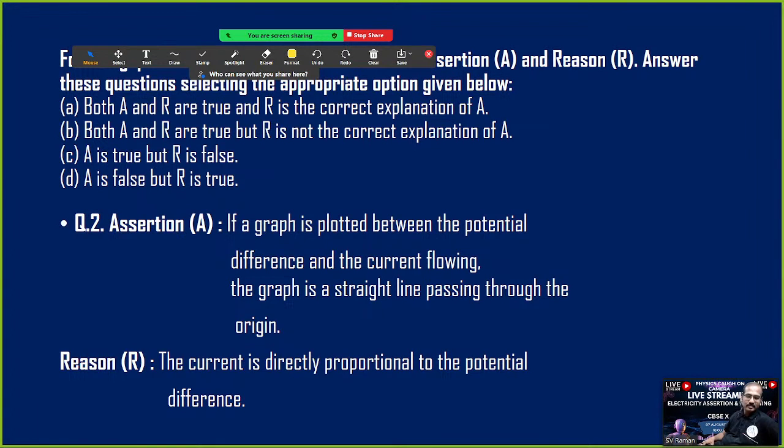Now, assertion: if a graph is plotted between potential difference and the current flowing, the graph is a straight line passing through the origin. A straight line passing through the origin, you can understand, is like a slant.